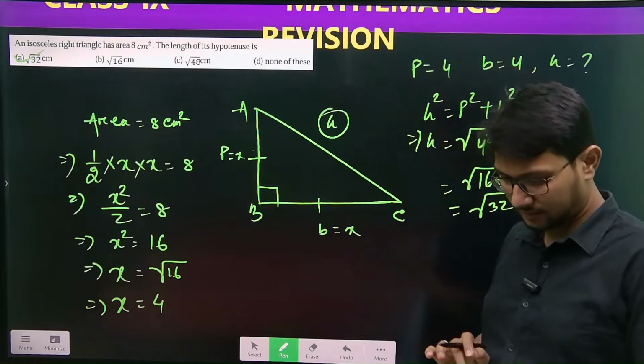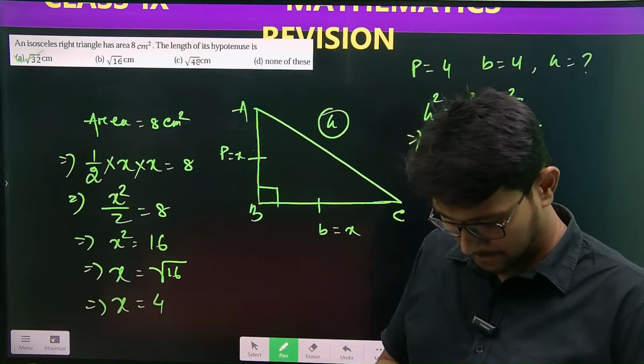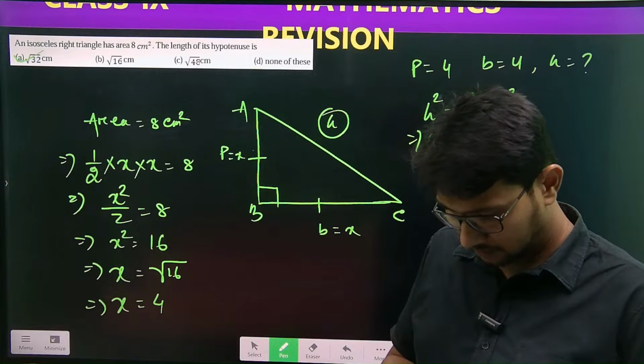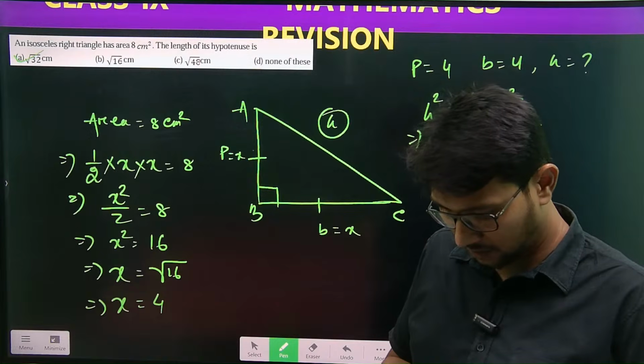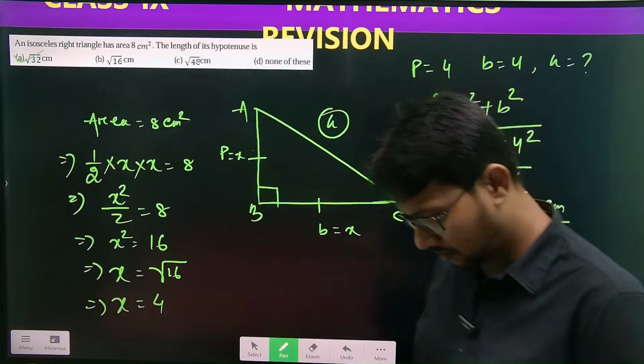Okay. Okay बच्चों बोलो. Very good. Bus, do you want to solve more question? If you want to solve more question, बच्चों yes लिख दो.